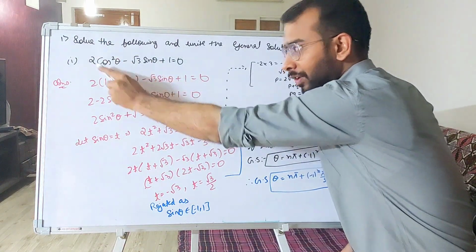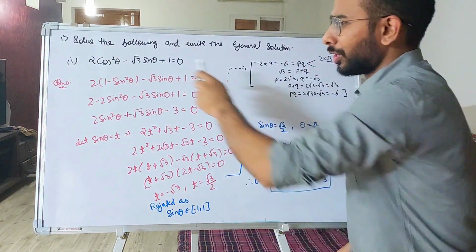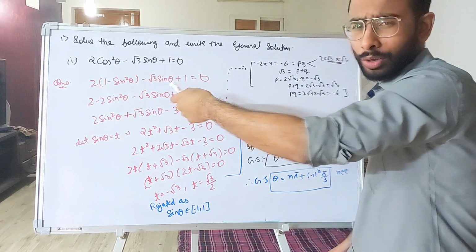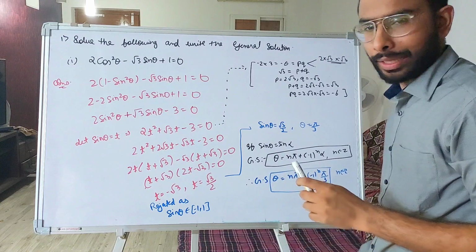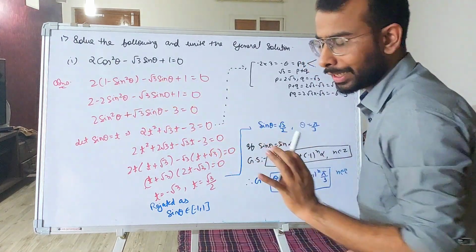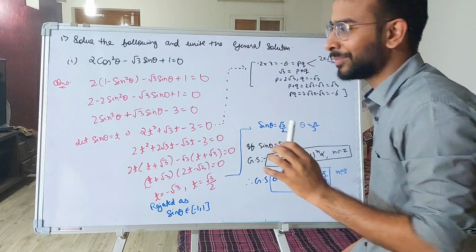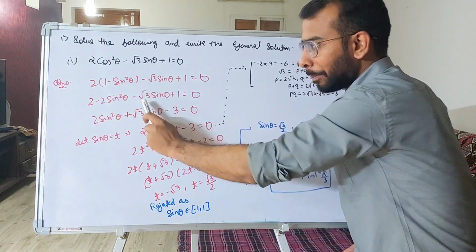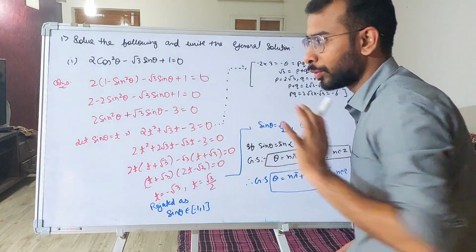It's better if we convert this cos into sine, because converting sine into cos would be a cumbersome process. Under root 1 minus cos square theta, that is going to be quite a lengthy process, so we'll avoid that. Cos square theta is 1 minus sine square theta. Easy peasy lemon squeezy, everyone. So this is 2 into 1, which is 2. 2 minus sine square theta minus root 3 sine theta plus 1 equal to 0.